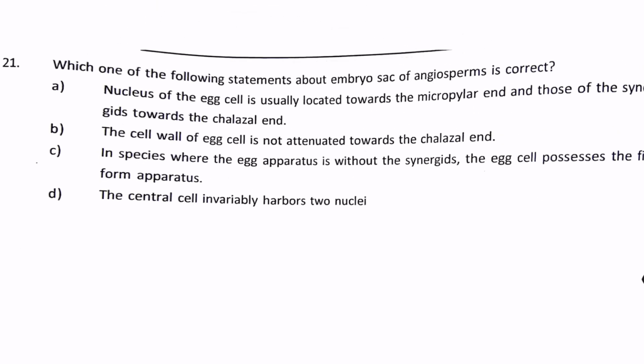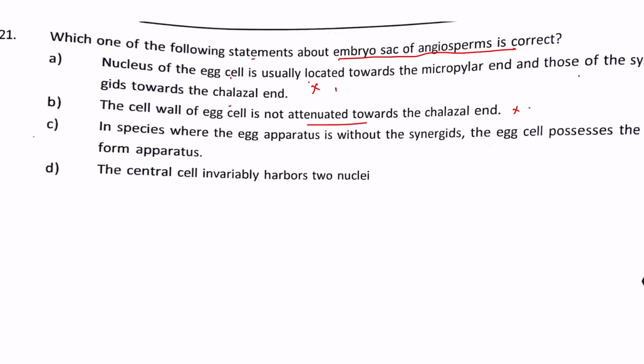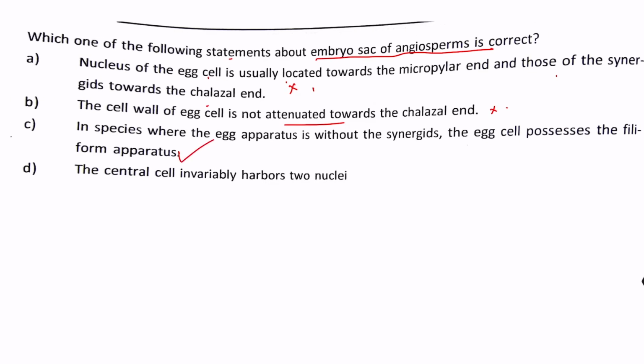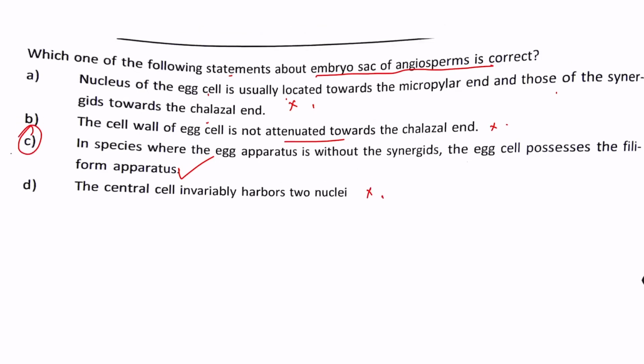Next question. Which of the following statements about the embryo sac of angiosperms is correct? Nucleus of the egg cell is usually located towards the micropylar end, and those of the synergids towards the chalazal end. No. The cell wall of the egg is not attenuated. It is like we are having the same question again. It's a repeated question. This is not the right answer again. In species where the egg apparatus is without the synergids, the egg cell possesses the filiform apparatus is the right answer. The central cell invariably harbors 2 nuclei is again wrong. Our answer is number C.